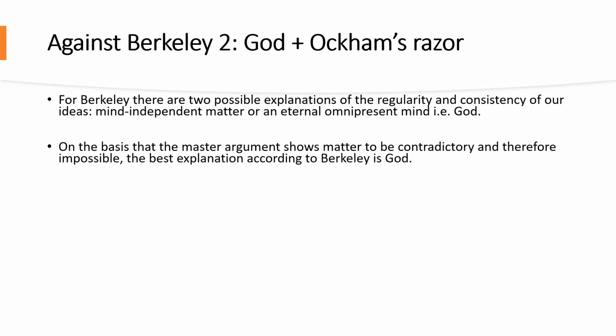Now, he thinks that he's shown that mind-independent matter cannot exist on the basis of the master argument. It shows that matter is contradictory. It's unimaginable to imagine something not being perceived yet existing. So he's going to say that that is impossible. So the best explanation is a greater mind than ours to guarantee the consistency of everything. In other words, the mind of God.